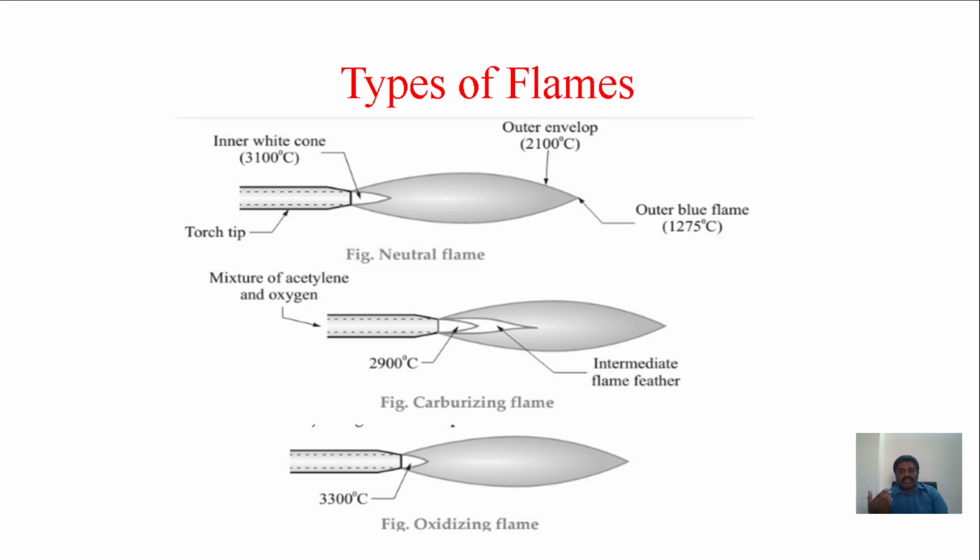In the carbonizing flame, the acetylene level is more compared to the oxygen level. In the oxidizing flame, the oxygen level is more compared to the acetylene level. So these are the types of flames.